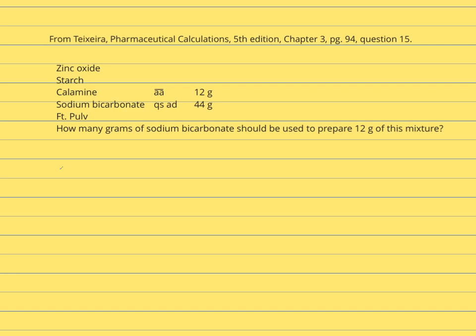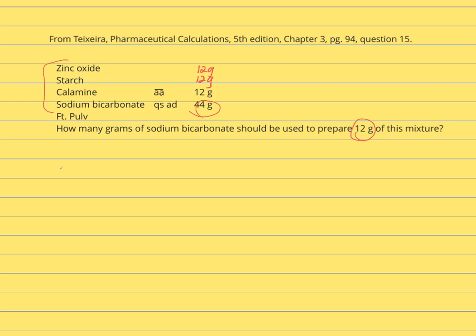Knowing now what our abbreviations mean, we can go ahead and try to solve this problem. So the question is, how many grams of sodium bicarbonate should be used to prepare 12 grams of this mixture? So again, we know that our overall amount to compound using these ingredients is 44 grams. And we know now that this definition means that we can say that there are 12 grams in zinc oxide, 12 grams in starch, because there are 12 grams in calamine.